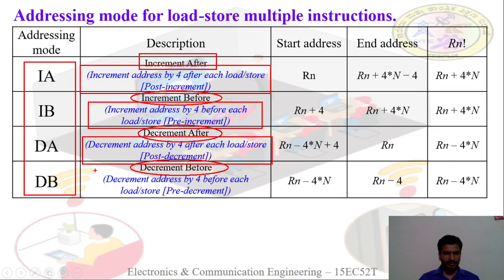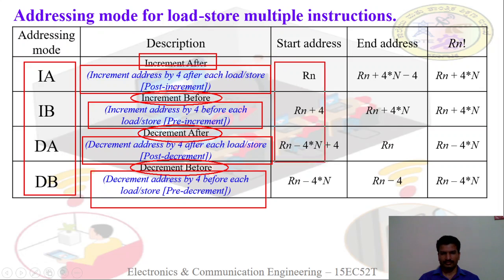Whereas in DB, decrement address by 4 before each load or store. So first it will decrement the address by 4, later it performs the load or store operation. So this is the starting address and this is the ending address.